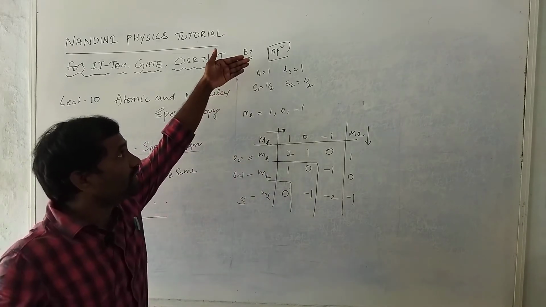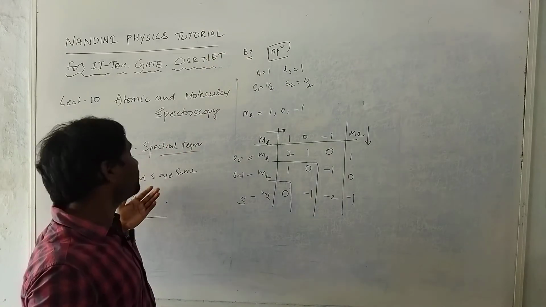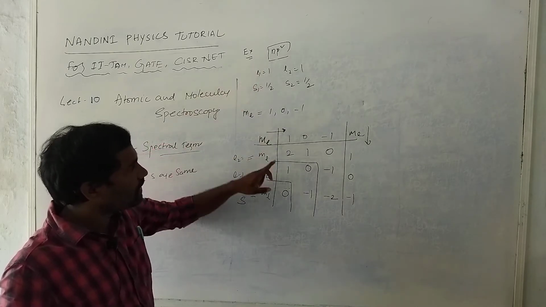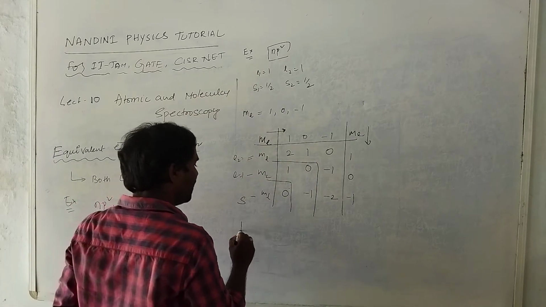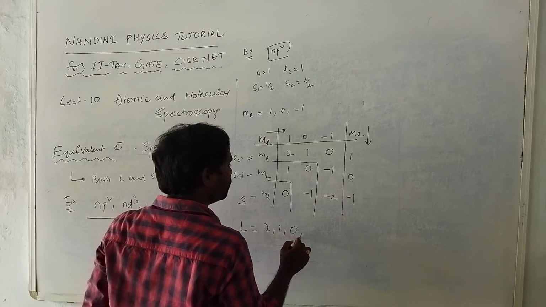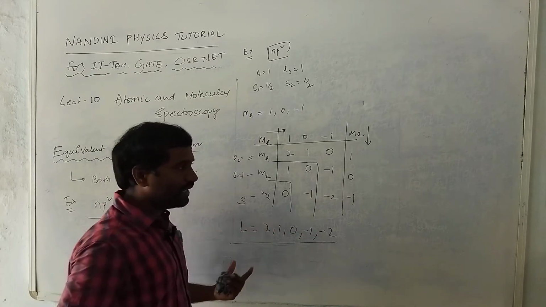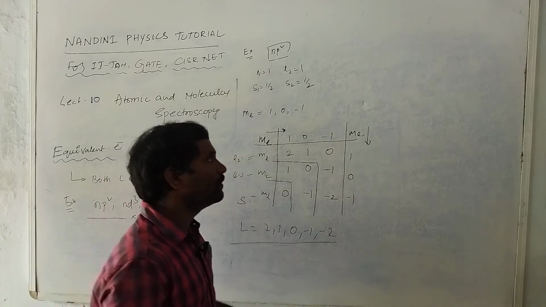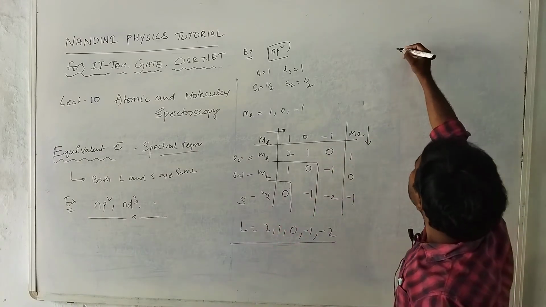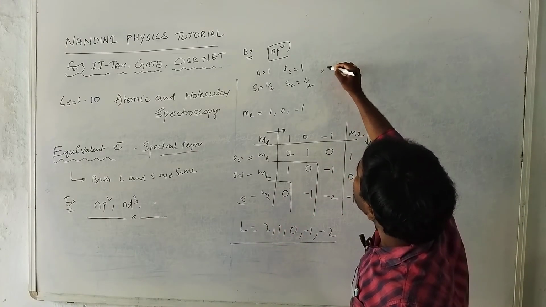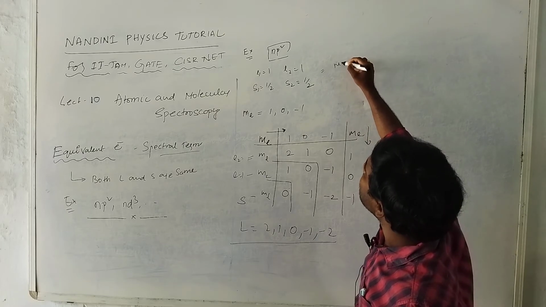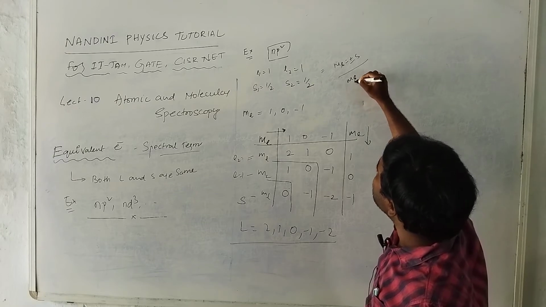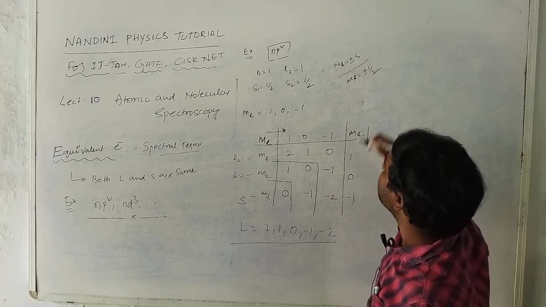If you consider equivalent electrons, the possible values of ML for these states are 2, 1, 0, minus 1, minus 2. So the L values start from 2, 1, 0, minus 1, minus 2. Next, take the possible S values also, because ms is equal to plus or minus S. So ms is either plus half or minus half.